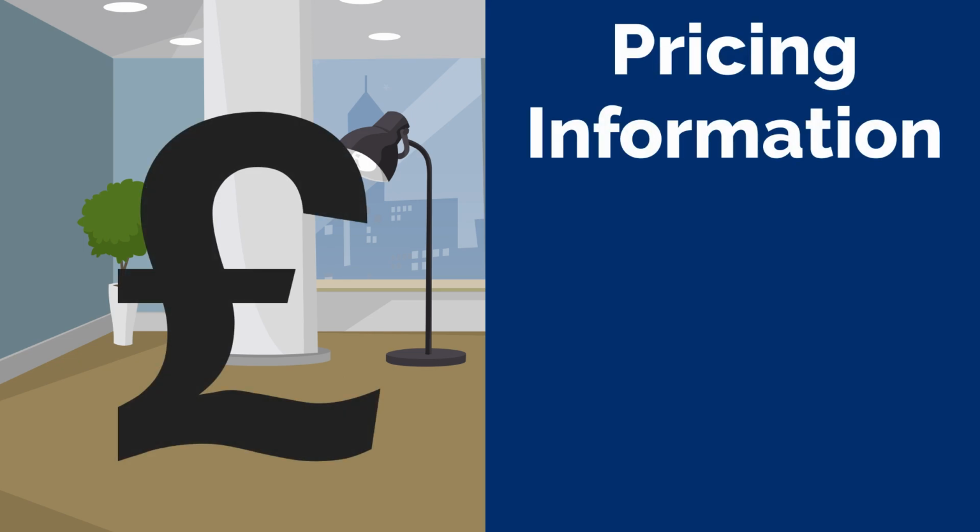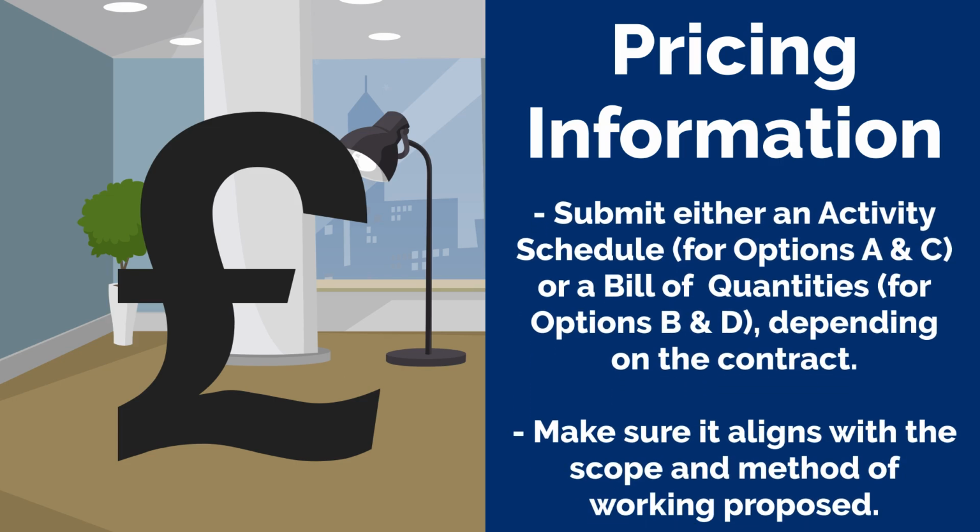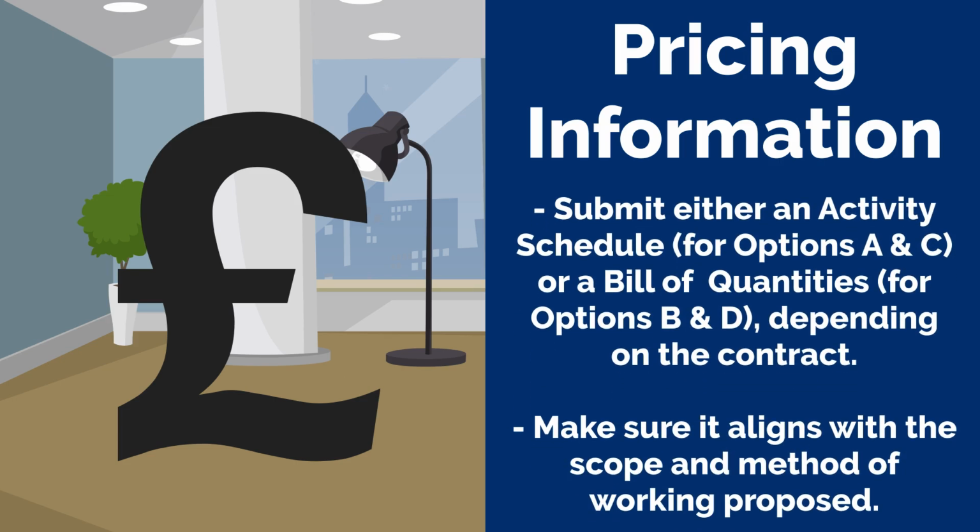Pricing information. Submit either an activity schedule for options A and C or a bill of quantities for options B and D, depending on the contract. Make sure it aligns with the scope and method of working proposed.